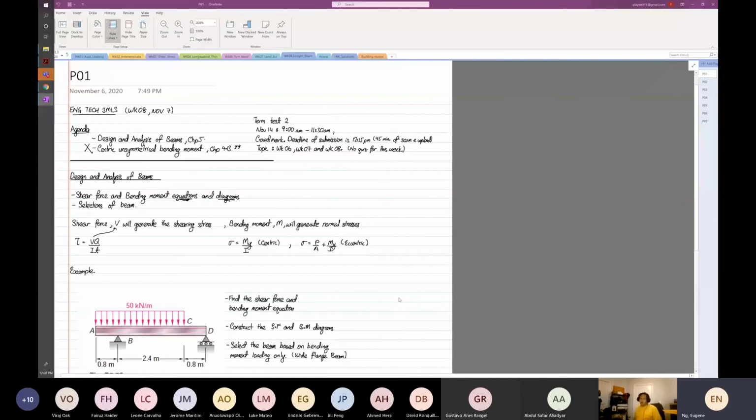I've already posted the homework. Don't do them yet. I will update the homework, and you guys do the updated homework. Because I put in the homework, I put centric unsymmetry bending moment for you guys. Don't do that. Okay, so just do the beams bending.